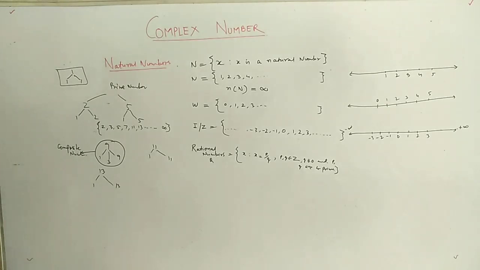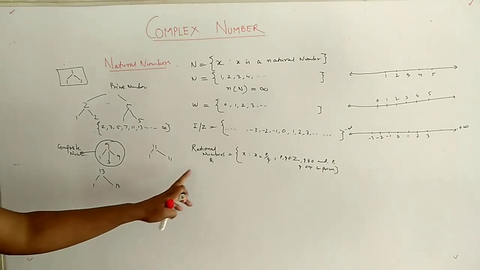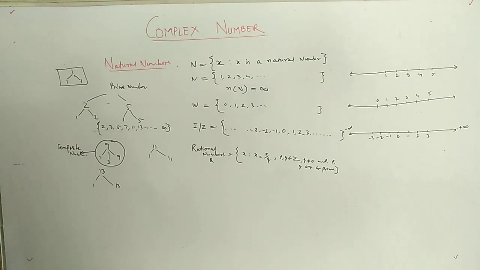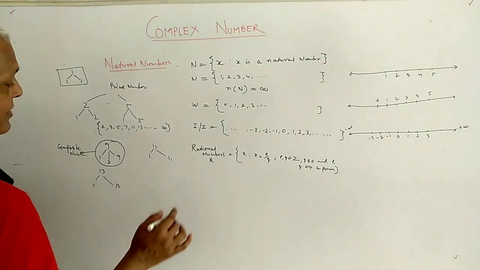And it is assumed that all the numbers which are composite are either prime or they are made up of prime numbers. So now the rational numbers, P and Q should be co-primes, meaning between P and Q there should only be one factor common, that is 1.